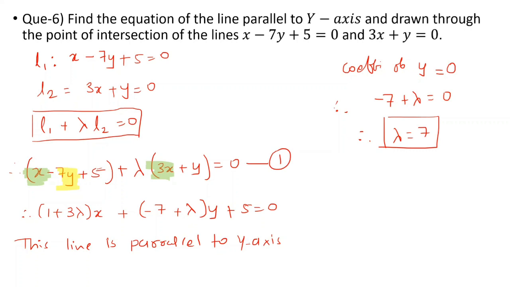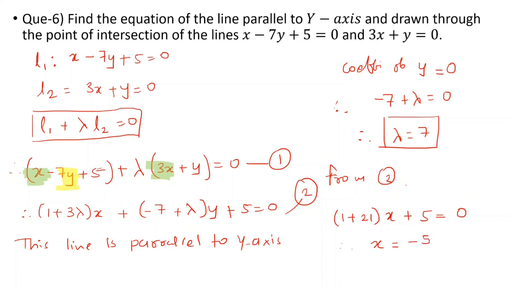So substitute this lambda from equation number 2. Let me say this is equation number 2. What we get? From lambda's value 7, we get 1 plus 21 into x plus y term is 0, so plus 5 equal to 0. The value of x is equal to, you can say, minus 5 by 22, or else you can write that 22x plus 5 equal to 0. That is the required equation of line.